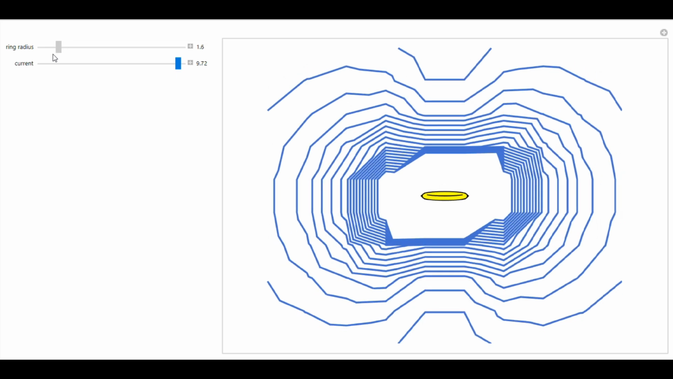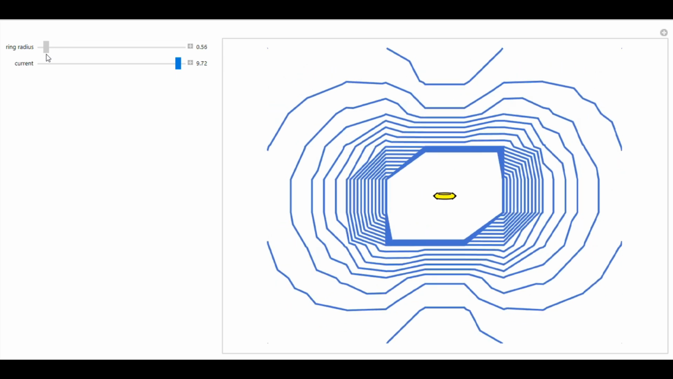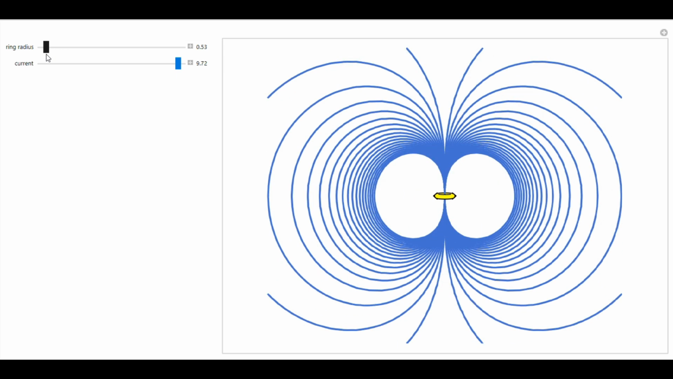Another area is magnetic levitation, where magnetic fields are used to lift and propel objects, potentially revolutionizing transportation.